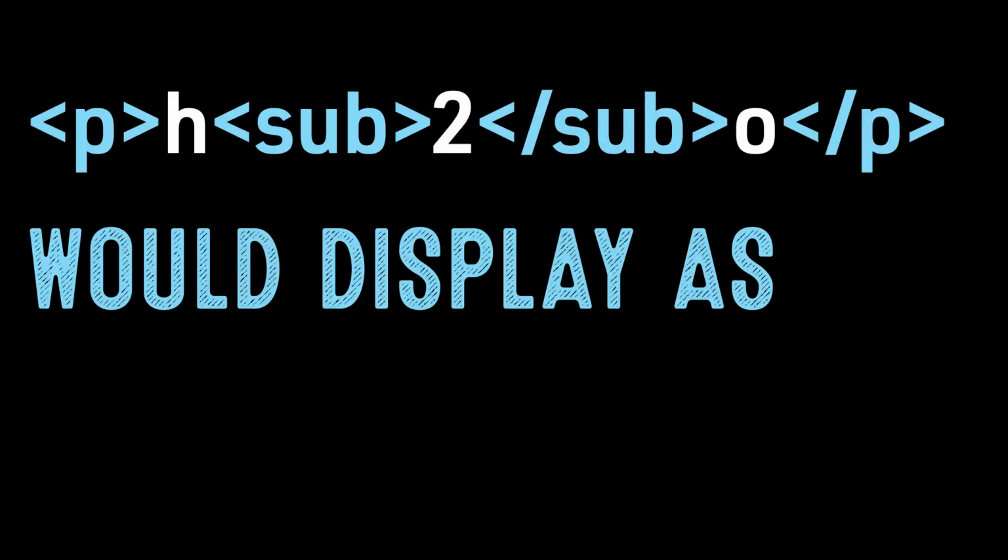The chemical formula for water, P opening tag, H, SUB opening tag, 2, SUB closing tag, O, P closing tag would display as H2O. The 2 would be shown smaller and below the baseline.